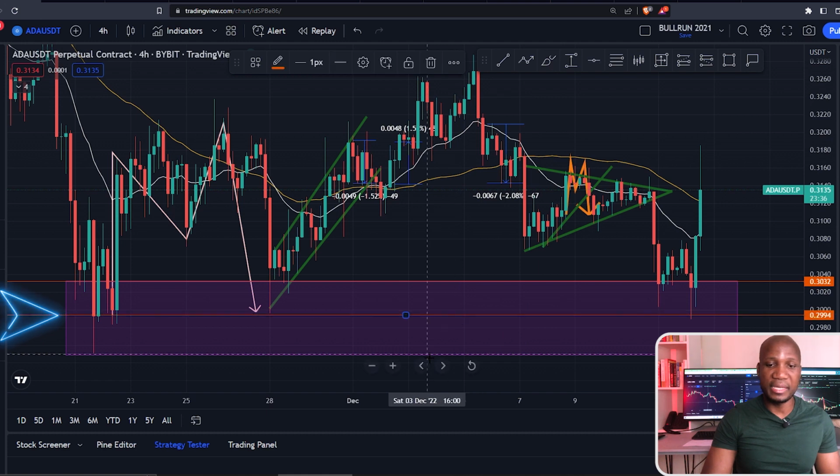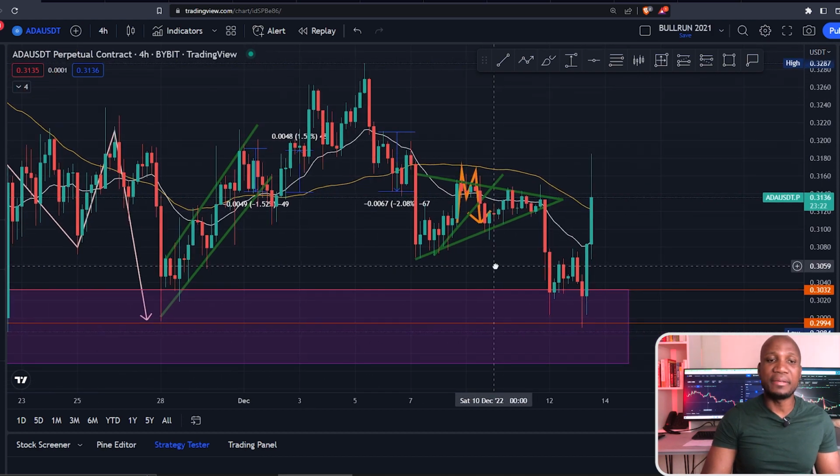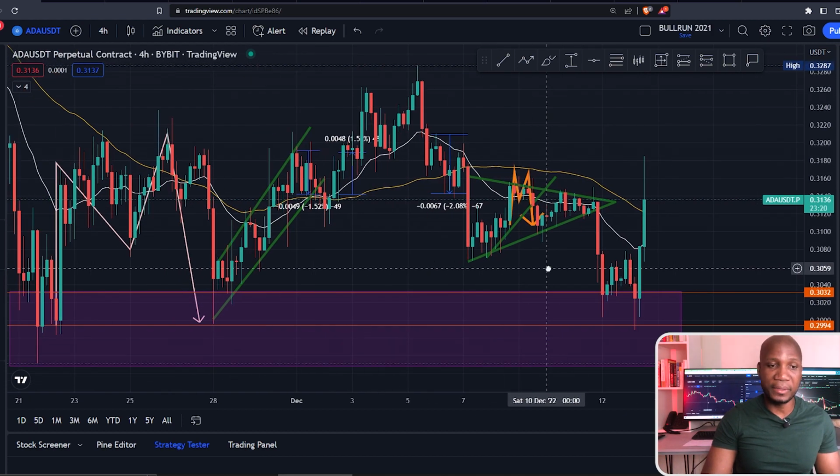And also over here, you can see that using the previous two supports on the market, that's when we would have been able to go long here. But now it's too late to catch this trade. And I actually believe that the market is going to take a different direction from here.